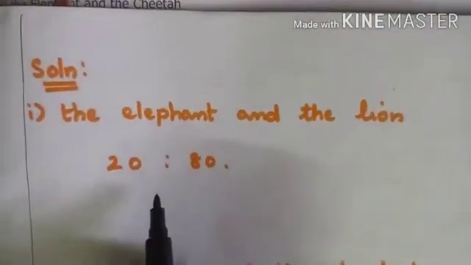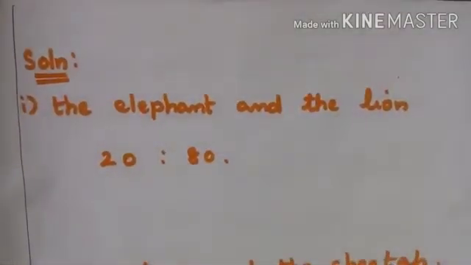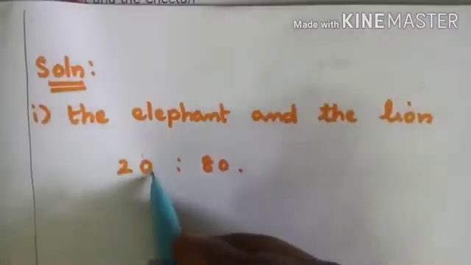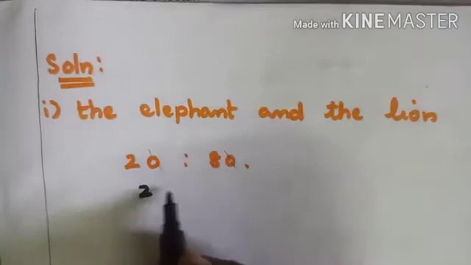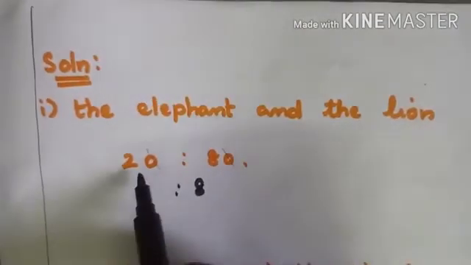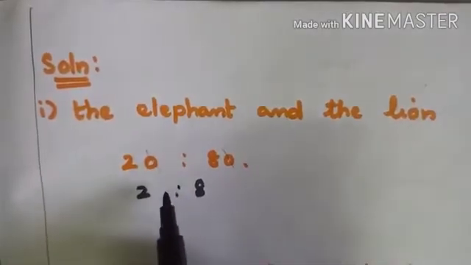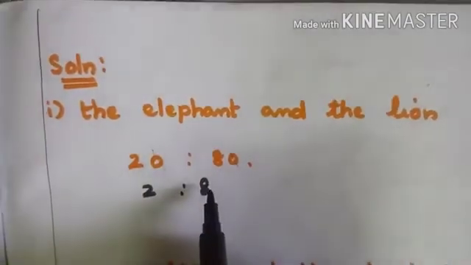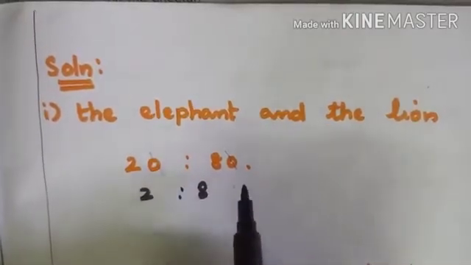Now, what we can do? We can simplify. We can strike the 0, 0, isn't it? So, we can strike 0, 0. Now, this number is what? 2 is to 8. Otherwise, we can strike it in 10th table, 5th table, 20th table, 2 table, 4 table, 5 table, like that.